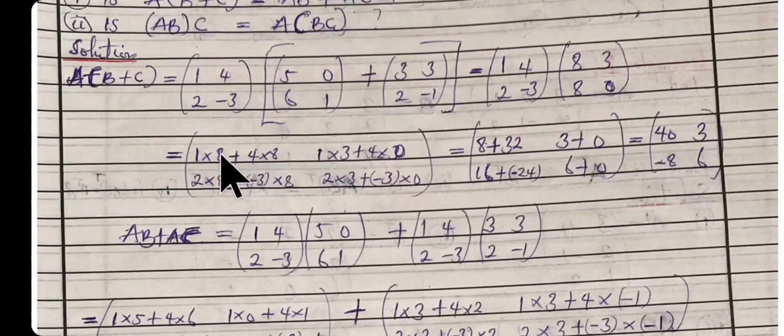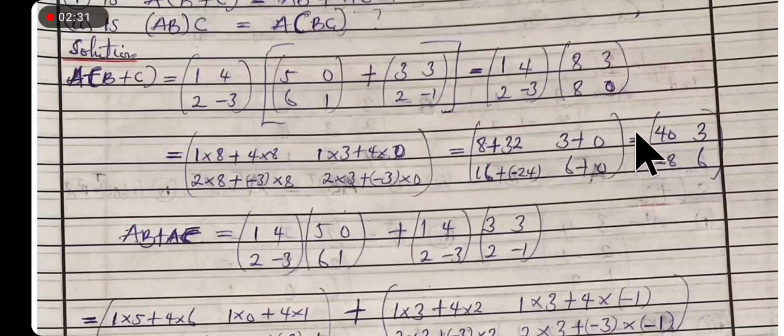So 1 times 8 will give us 8. 4 times 8 will give us 32. 1 times 3 gives us 3. Then 4 times 0 gives us 0. The same thing happens here. If you multiply this, then you get this. Then if you work with this, you'll be able to get this.